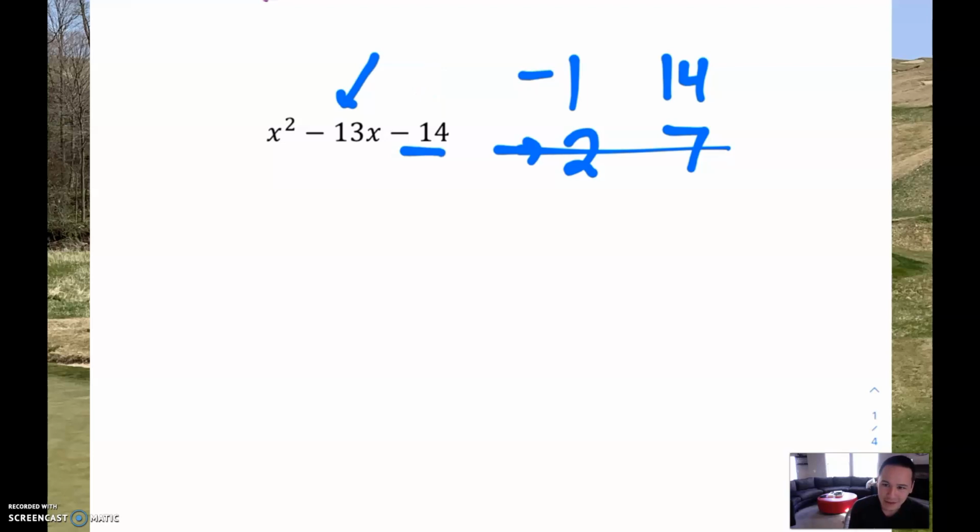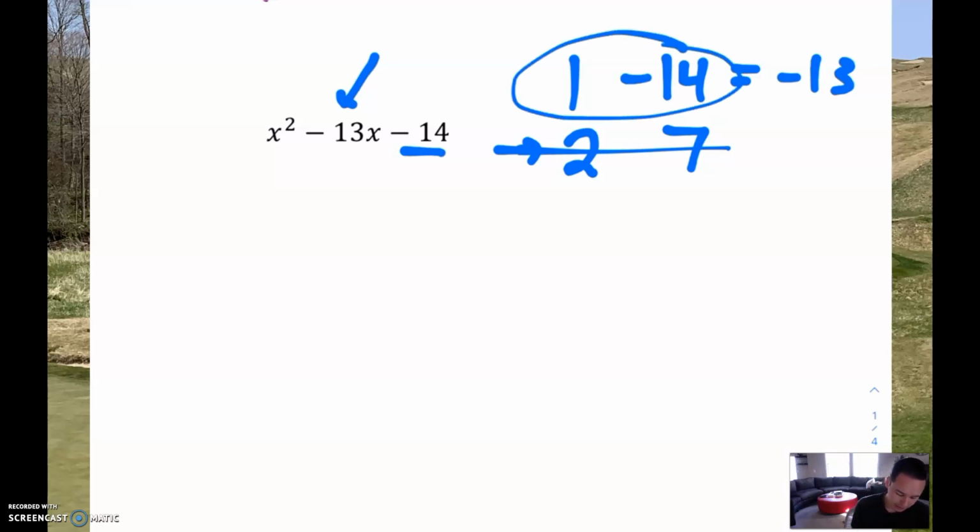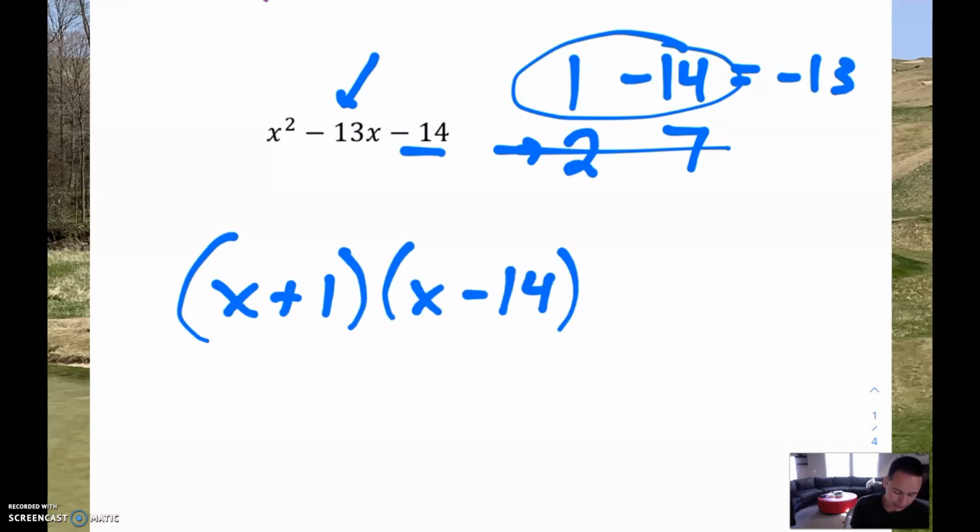But if I add them together, negative 1 plus 14, that equals a positive 13. But I want it to make a negative 13. So it's not going to be a negative 1. But the negative is going to go on the 14. Because if you take 1 minus 14, that equals a negative 13, and that's what we were looking for. So you've got to be kind of careful of where that positive goes, where the negative goes. So in this case, these are going to be your two numbers. So it'll be x plus 1 times x minus 14.